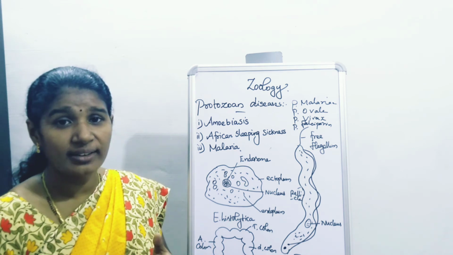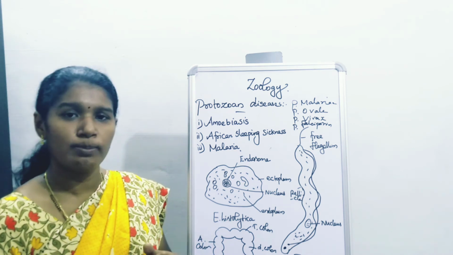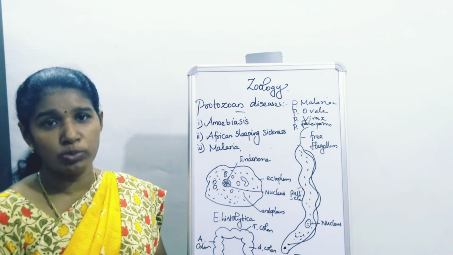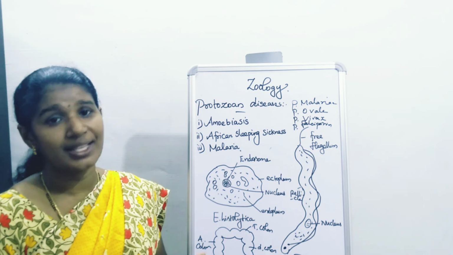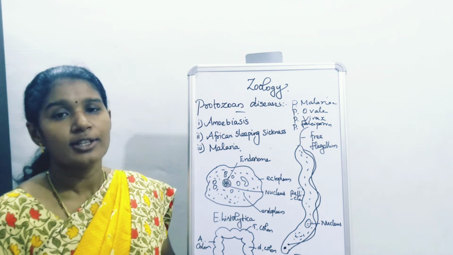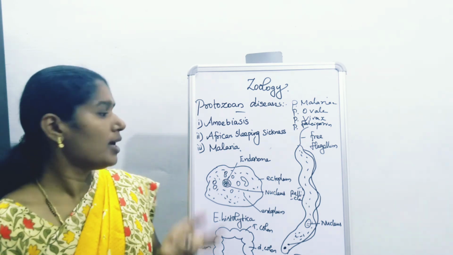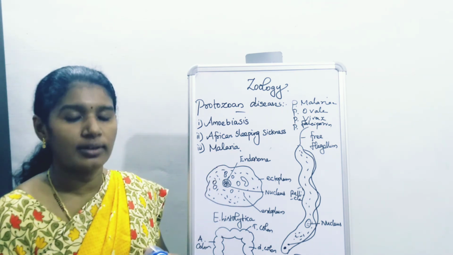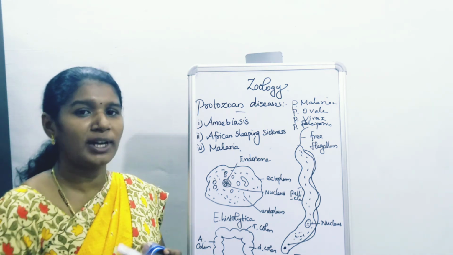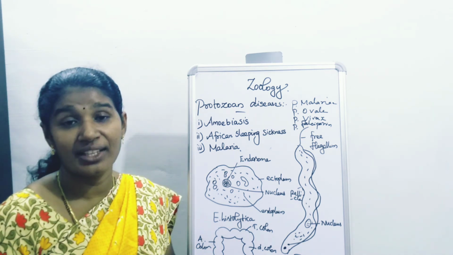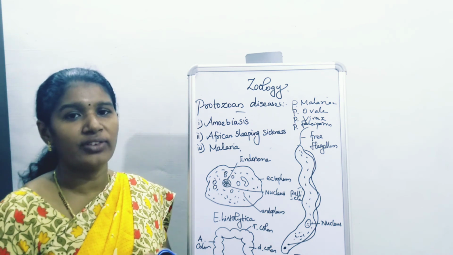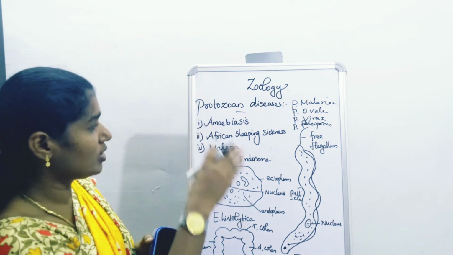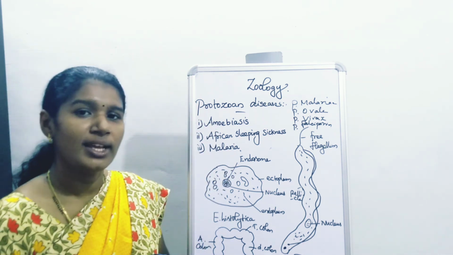It affects the red blood cells in the human body. You know what is meant by red blood cells? In the human body, the major oxygen carrier and circulatory cells are the red blood cells. So in malaria, the red blood cells are affected. But first, it affects the liver. After the liver is affected, it comes to the red blood cells. Okay, so these 3 come under protozoan disease.